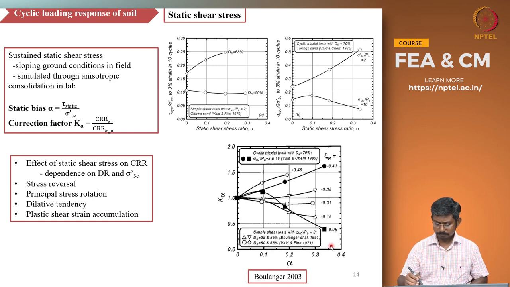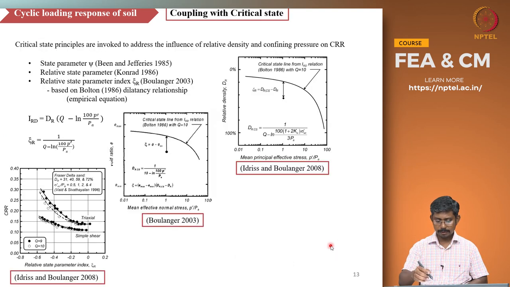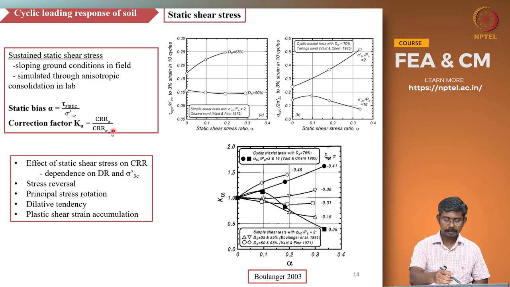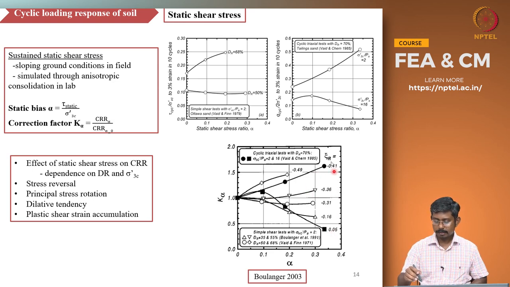For this purpose, the relative state parameter index, which was previously discussed, paves the way for the critical state framework. For this particular case, it can be seen that the xi R is capable of capturing the trends exhibited by sand for different static shear stress ratios, and the correction factor here is K alpha. It is the cyclic resistance ratio at any static shear stress to the cyclic resistance ratio when there is no static bias. So these trends indicate that the xi R, the relative state parameter index, can capture the effect of static shear stress on the cyclic resistance of sand.